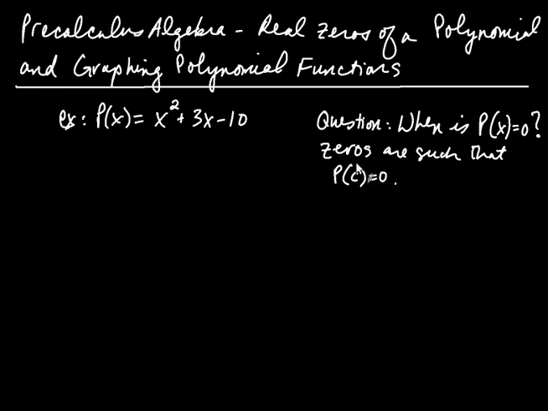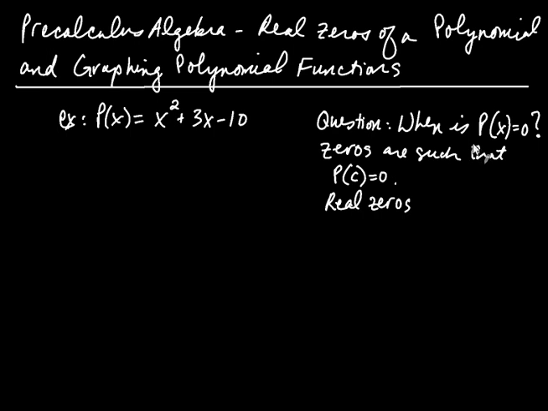Now it turns out that generally in our class, Precalculus Algebra, there are going to be both real and complex numbers, or numbers containing an imaginary component, that cause this to be true. So right now we're just going to say what happens if you have what are called real zeros, that is just real numbers that cause this to be true.